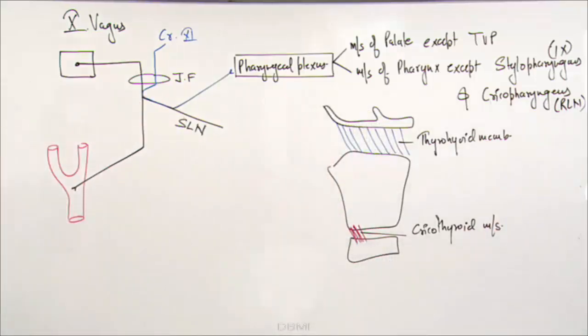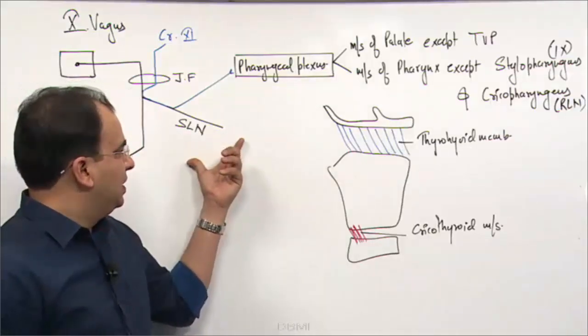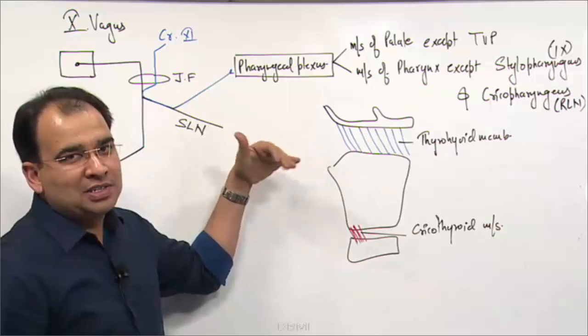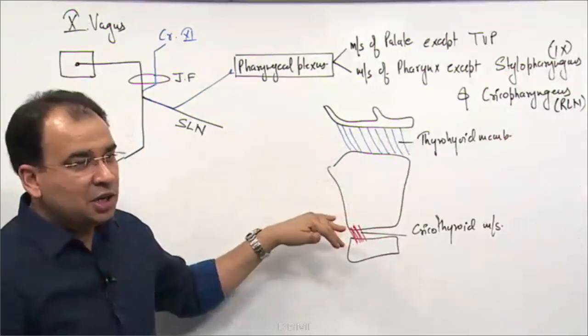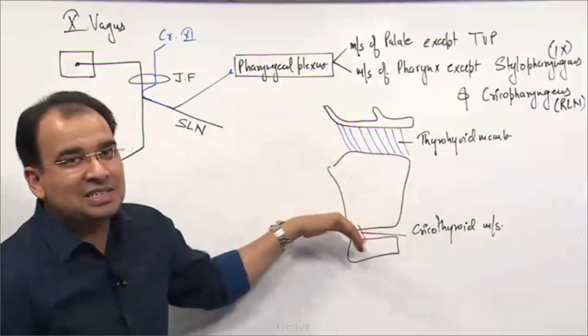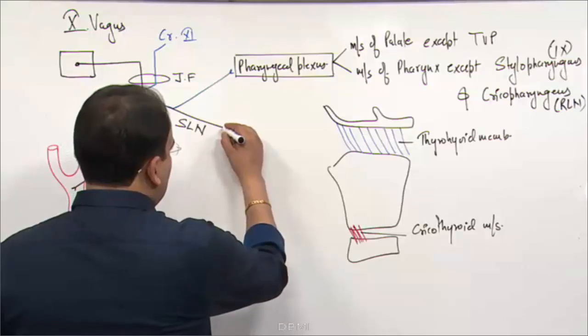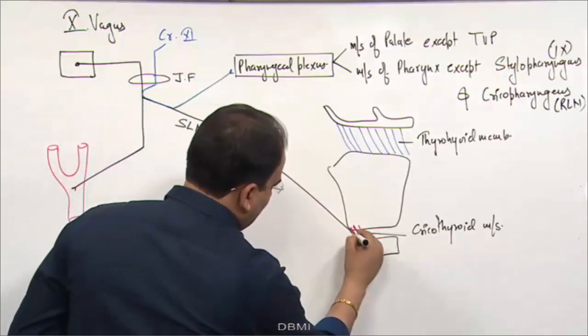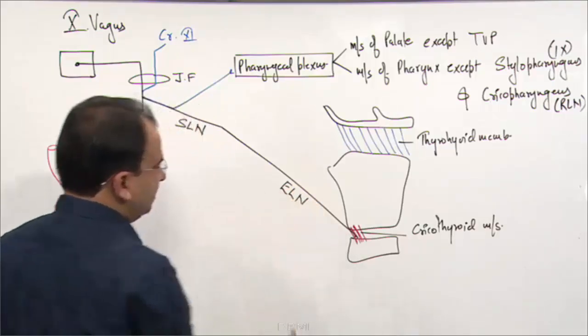Cricothyroid muscle. Now look at this. The superior laryngeal nerve will divide into external laryngeal and internal laryngeal. As the name suggests, external laryngeal nerve. The only muscle present externally here is cricothyroid. So the branch of superior laryngeal nerve which supplies cricothyroid is called the external laryngeal nerve.